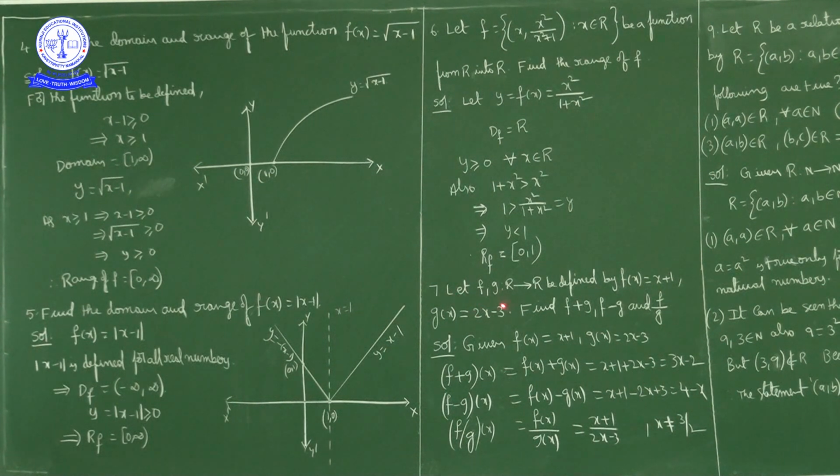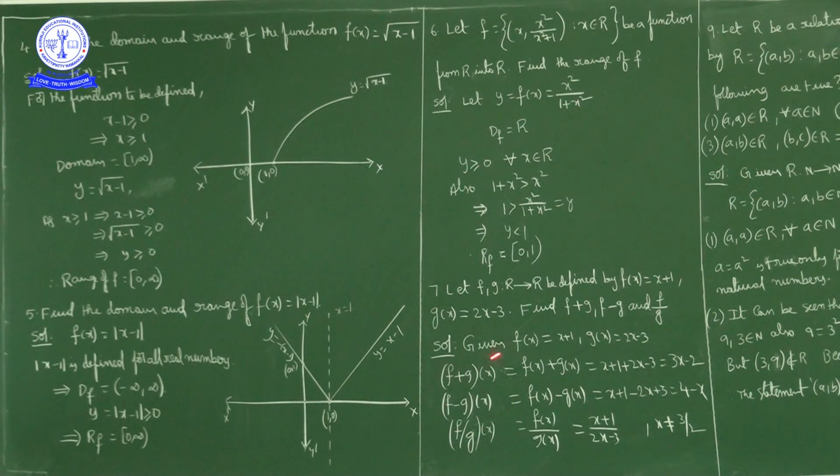Let f and g be two functions defined from R to R. How are they defined? f of x is equal to x plus 1 and g of x is equal to 2x minus 3. How to find f plus g, f minus g and f by g?